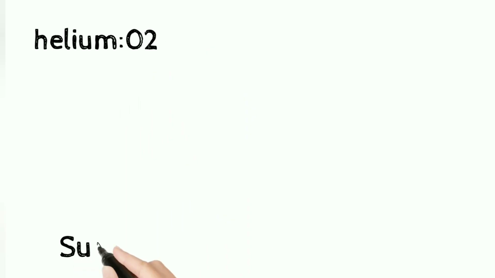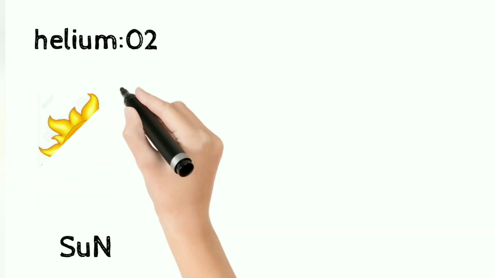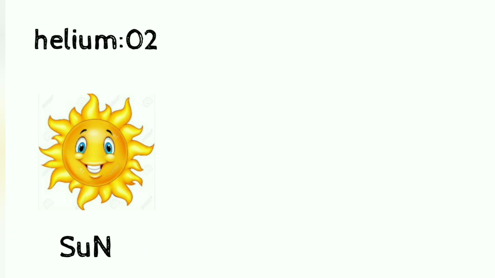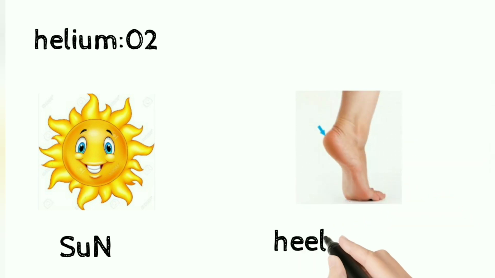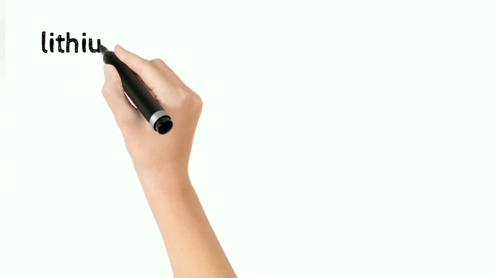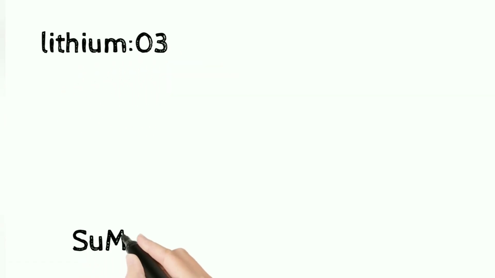The second element, helium, atomic number 2. The peg word for this element is sun. S for 0, N for 2. Now, how do you make a story? The story comes up like, when you're standing in the sun with bare feet, obviously your heel will burn like hell. Now, here comes the element. Heel comes up with helium. It's easy, right?